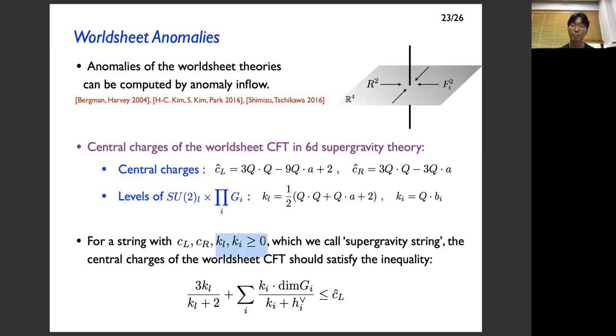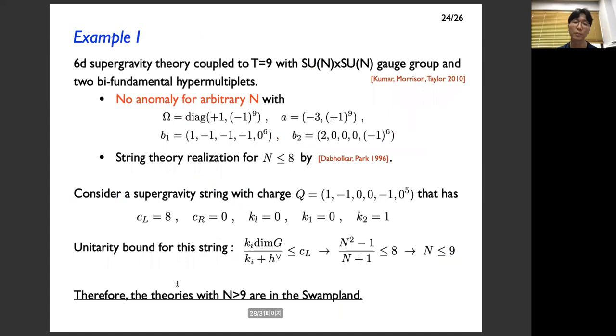Then we have another unitary bound on this worldsheet CFT for the strings, because each current algebra for the flavor symmetry will contribute to the central charges. So this is the central charge contribution from the current algebra for the flavor symmetry SU(2) left and gauge symmetry, and their contribution should be summed up, but it should be less than or equal to the left moving central charge. This is again a similar unitarity condition we saw in other examples with the six-dimensional supersymmetry. So we derived this unitarity bound for the six-dimensional supergravity series.